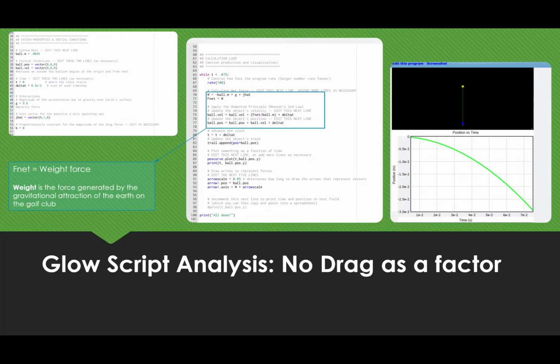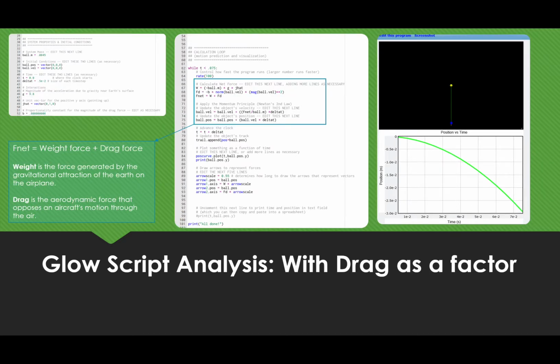Moving on to the GlowScript analysis with no drag as a factor, as you can see in this coding, we began with the ball being the golf club and then Fnet equaling the weight force. Weight in this case is the force generated by the gravitational attraction of the Earth on the golf club, which we mentioned a couple of slides before with the negative mg. We also updated the ball velocity and position using Newton's second law at the bottom of the blue box in the middle screenshot.